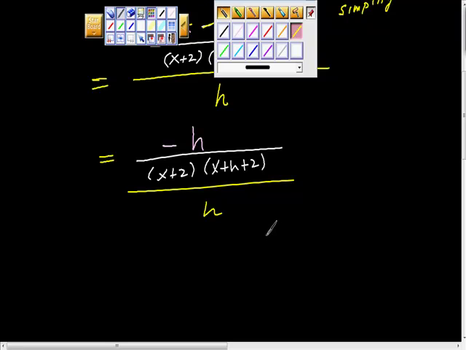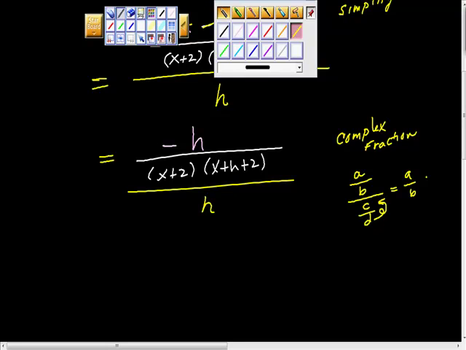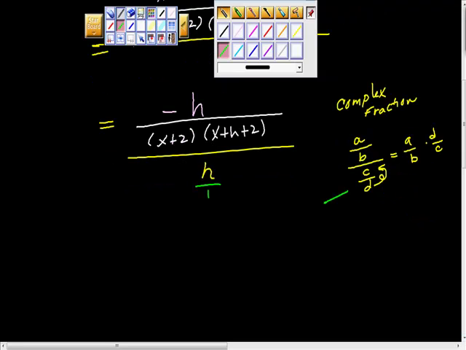Here's the part. It's not tricky, but it bothers people a little bit, because when you look at it, you're trying to figure out what am I supposed to do next? What you're supposed to do next is realize that this is really a complex fraction. Please remember that to simplify a complex fraction, a over b over c over d, you take a over b times the reciprocal of the piece down here, which is d over c. I'm going to write this h as h over 1, and then start applying this to that.